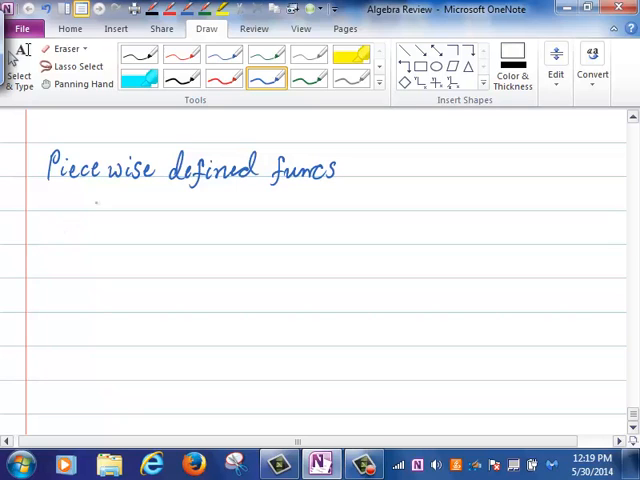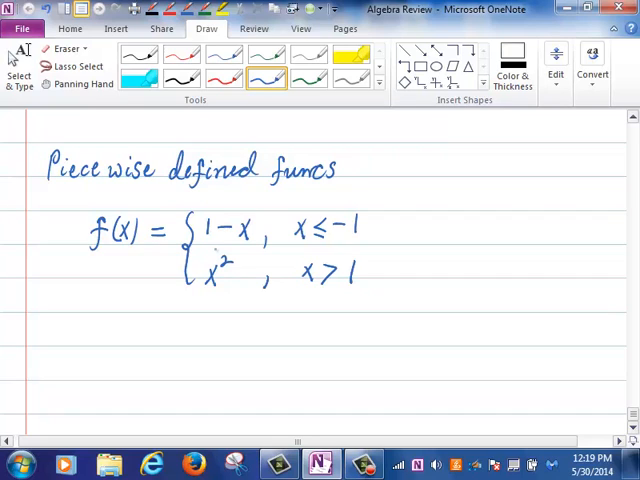For example, if I have a function f of x, let's say I define it as 1 minus x where x is less than or equal to negative 1, and it is x squared if x is larger than 1. A piecewise defined function means that the function is defined by more than one formula, according to the values of the inputs. So when the input is less than negative 1, there is a formula for f, and the formula for f when the input is greater than 1 is different. That's why it's called a piecewise defined function. Now, what's the graph of this function?